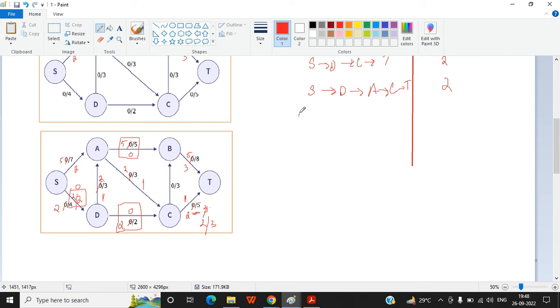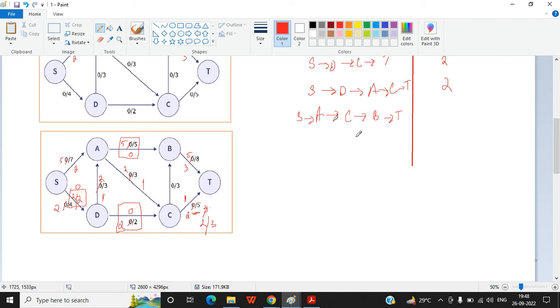So tell me: S to A, A to C, C to B, B to T. Someone joined. Lakshmi, Amrita. Welcome.